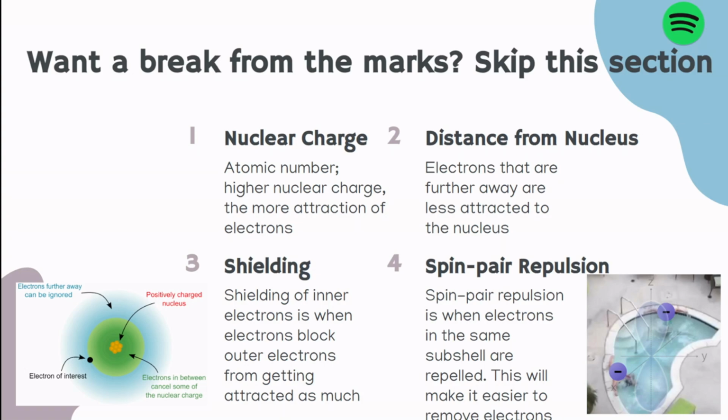Nuclear charge is the atomic number. The higher the nuclear charge, the more attraction of electrons, because if you have a really positive central base, the electrons that are negative are going to be like, ooh, positive, we want to get closer to that, right? Then there's distance from nucleus.